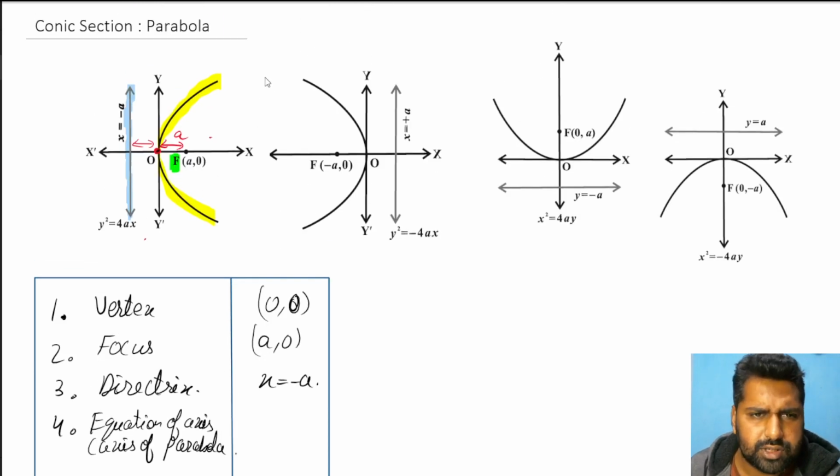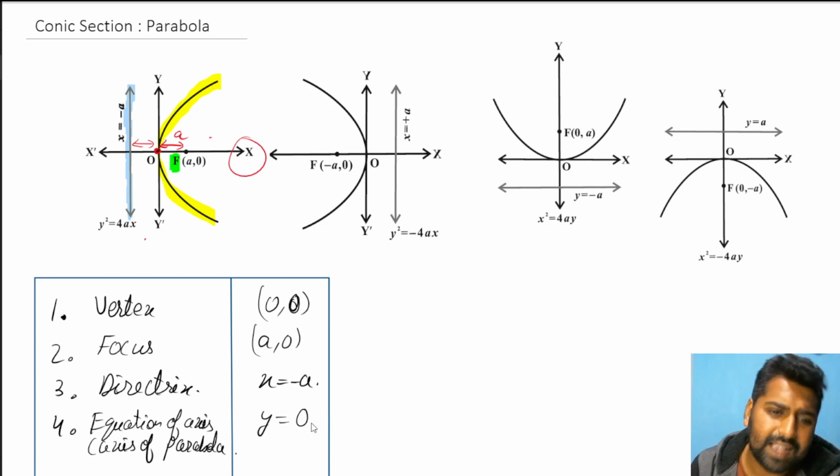Forget about everything right now, just focus on this figure. If I talk about this parabola, the yellow one that I highlighted, it is drawn symmetrically about the x-axis. So the x-axis is called your axis of parabola. What is the equation of the x-axis? If the parabola is going around the x-axis, the equation of the x-axis is y is equal to 0. The equation of the y-axis is x equal to 0.